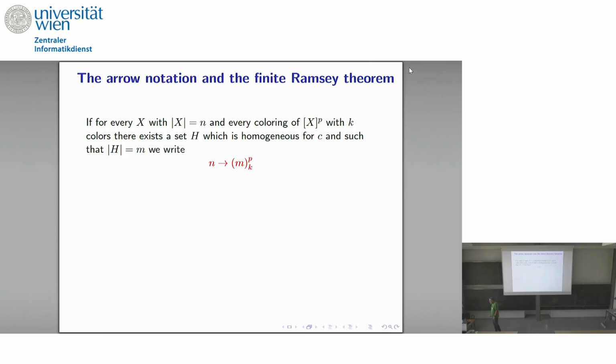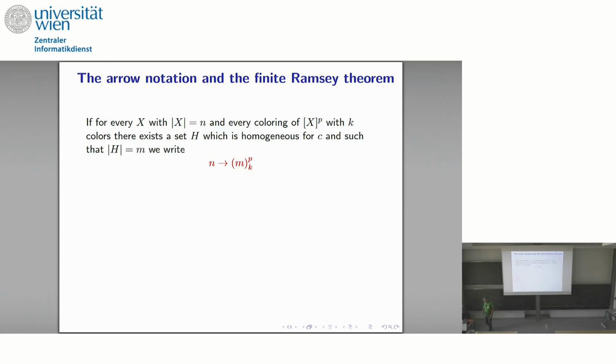Okay, so the classical Ramsey theorem. This is just to remind you of the arrow notation. I assume most people are quite familiar with that. It can be very useful in expressing in a concise way the content of the finite Ramsey theorem. So you use that arrow notation if for every set with n elements and every coloring of p-tuples of that set with k many colors, p and k appear on the right, you will always be able to find a homogeneous set with m elements.